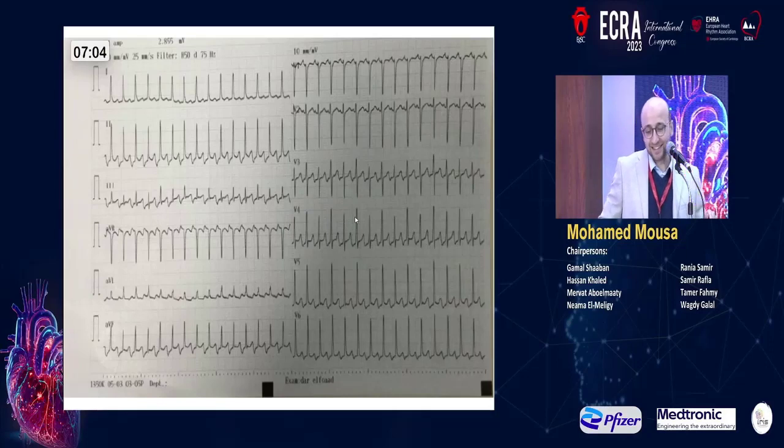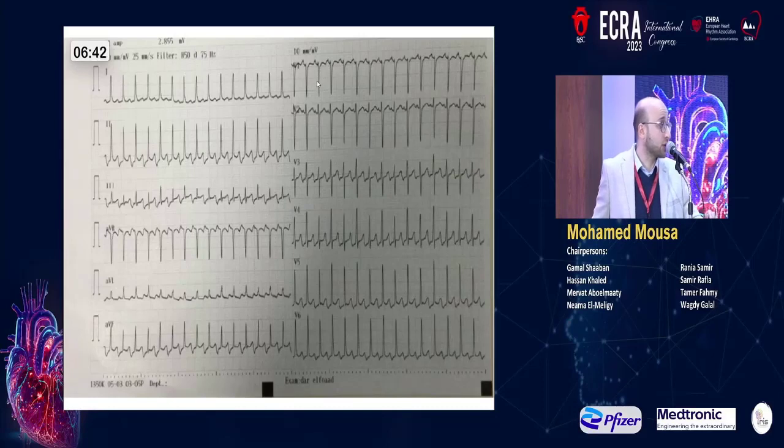We can see that the P wave morphology is completely abnormal, and this is evident in leads 2, 3, and aVF with a completely inverted P wave. Then we look at V1, a positive P wave. This is typical of coronary sinus origin of focal atrial tachycardia.